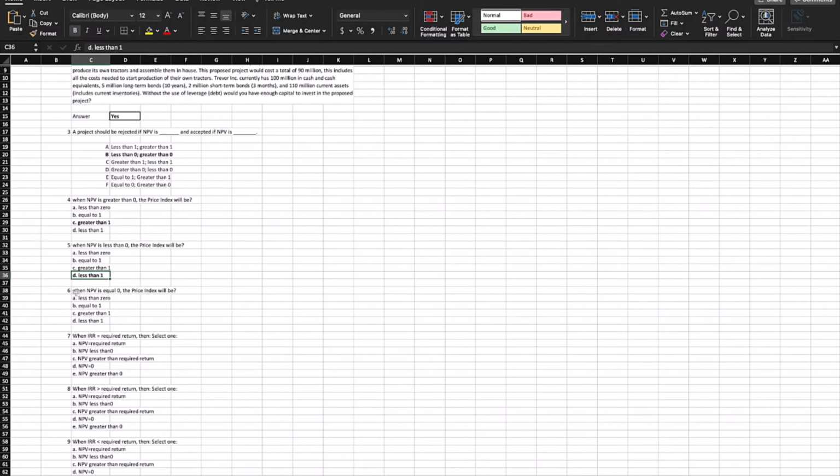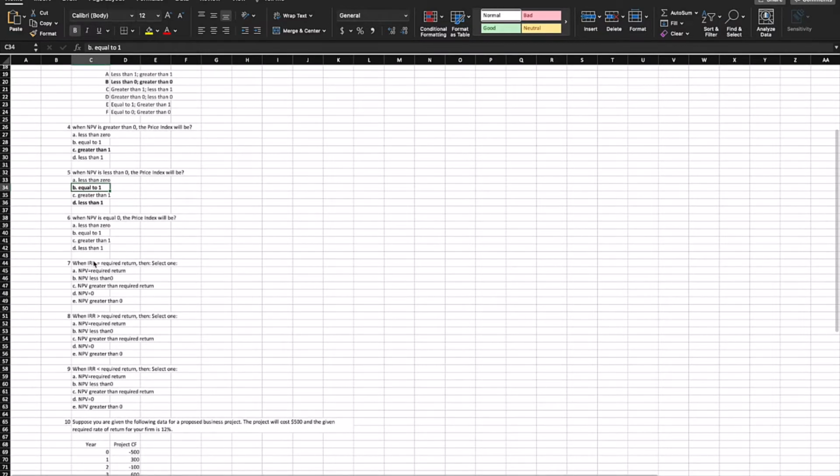So if NPV is equal to 0, so our costs are equal to our benefits, profit index will be what? We would assume that this will be equal to 1. So number 6. Oh, I missed it.